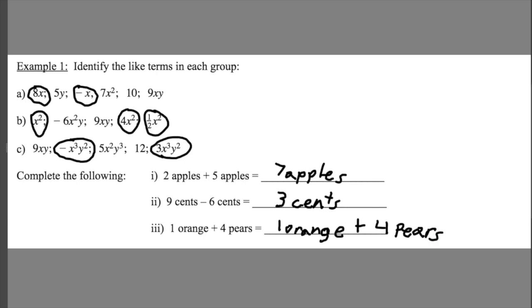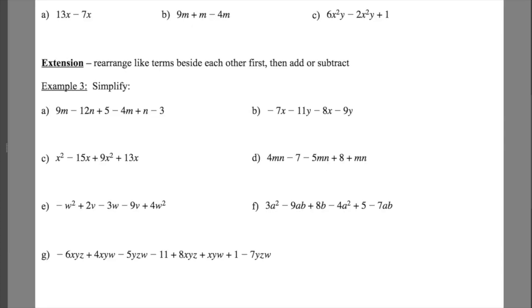And here we're going to be moving on to example 2. With example 2, we have 13x minus 7x. They are like terms, so we can simplify, and this can simplify down to 6x, as 13 minus 7.